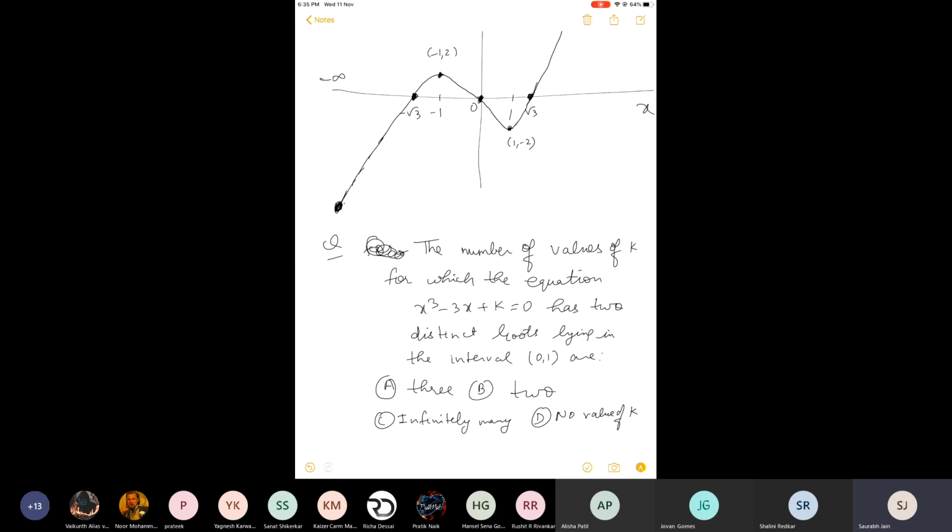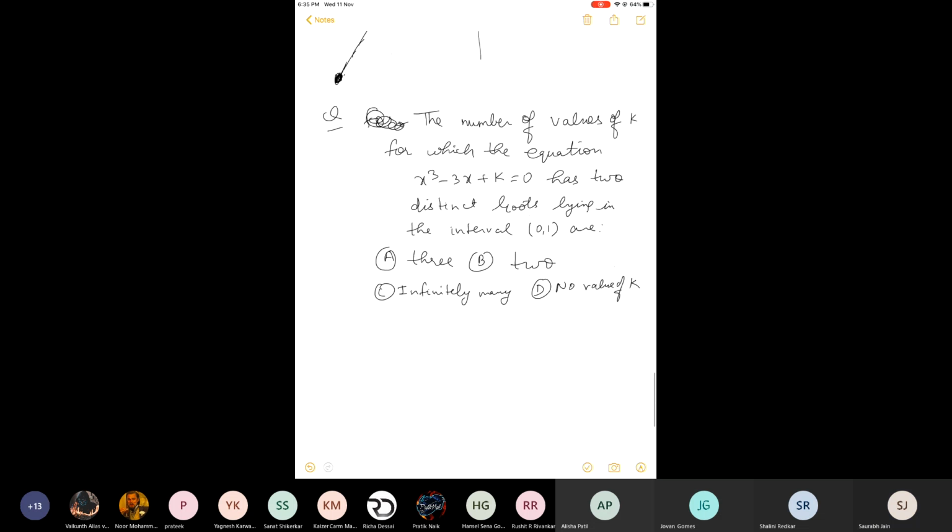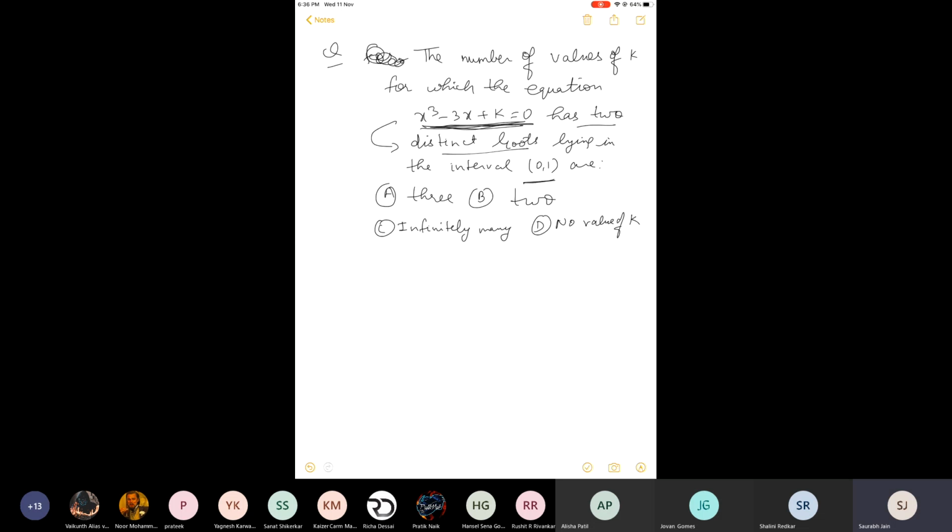So if you can draw the graph, then it is just a matter of seconds. So what are we going to do? What is the question? How many values of k are there which, when we put in this equation, will give two distinct roots in this interval? So what do we do in such types of questions? From the given equation, we can write it like this. We will transpose k to the right hand side, and from here we are going to draw two graphs.